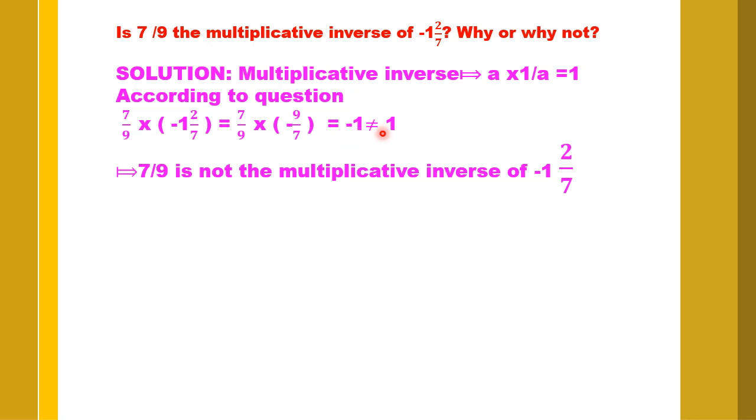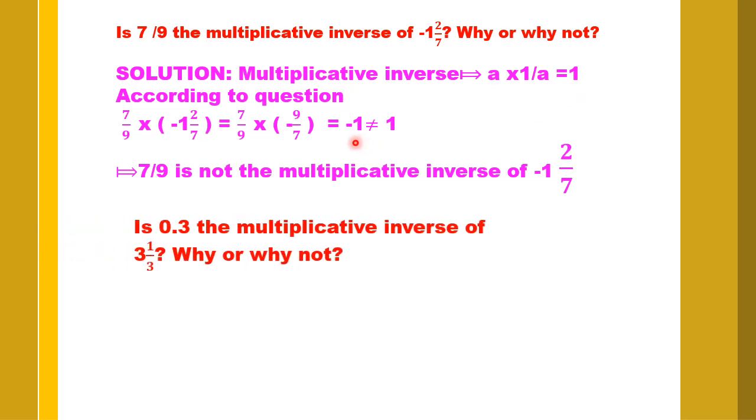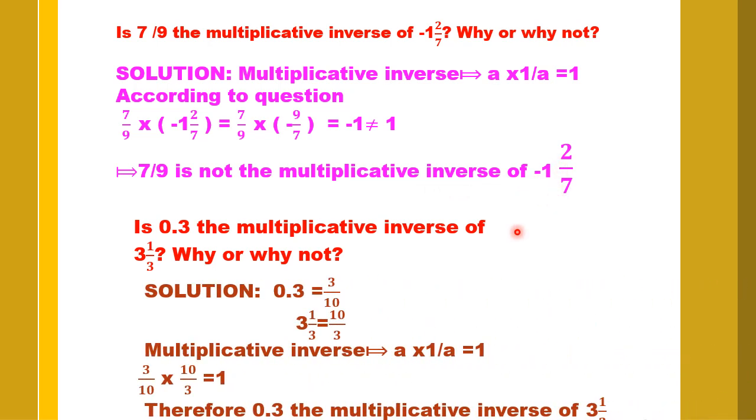But minus 1 is not equal to 1, whereas if we multiply a rational number with its multiplicative inverse, our answer should be 1. But here our answer is minus 1. It means 7 by 9 is not the multiplicative inverse of minus 1 2 by 7.